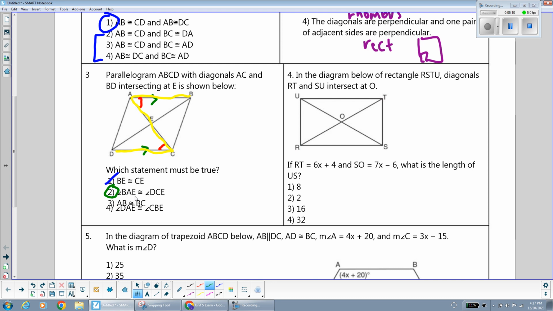So answer 2 is the only statement that absolutely has to be true because they are alternate interior angles when we have parallel lines cut by a transversal.